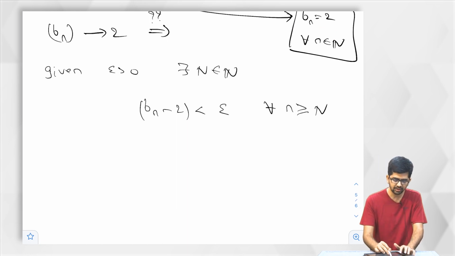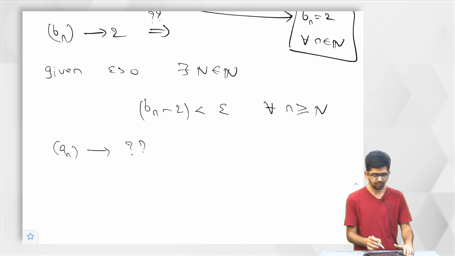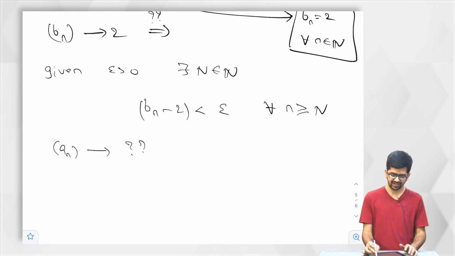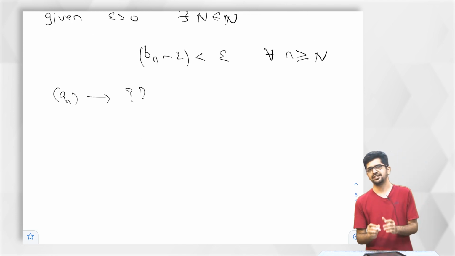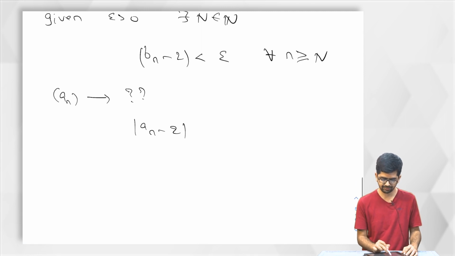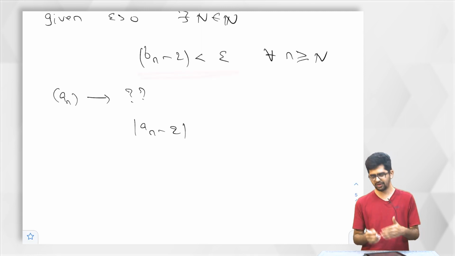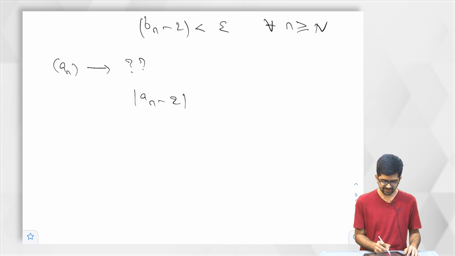So we want to think about the sequence An. We want a candidate for An now. If An converges, it converges to what? Because we already have a candidate for the convergence of B, let us try to make use of that. Let us first estimate what we can say about An minus 2. Bn minus 2 is less than epsilon. This is what we really want for An also. If this is true for An, then we are done: 2 is the point to which the sequence converges. So we'll try to estimate this.